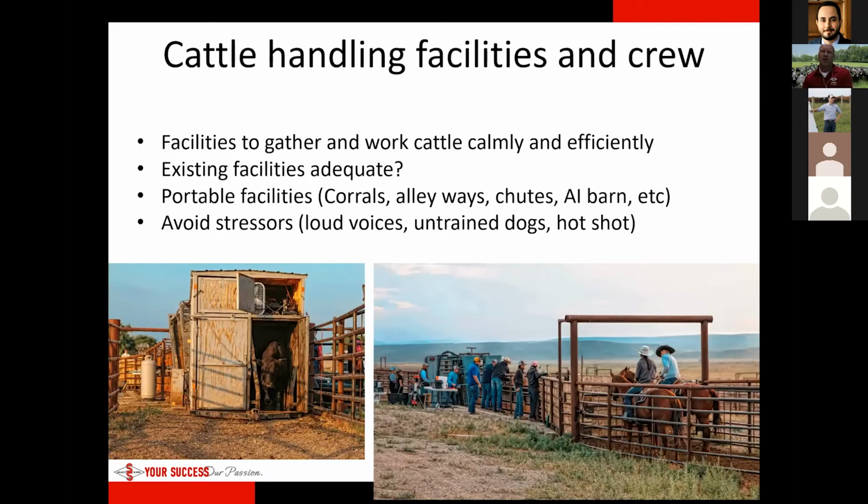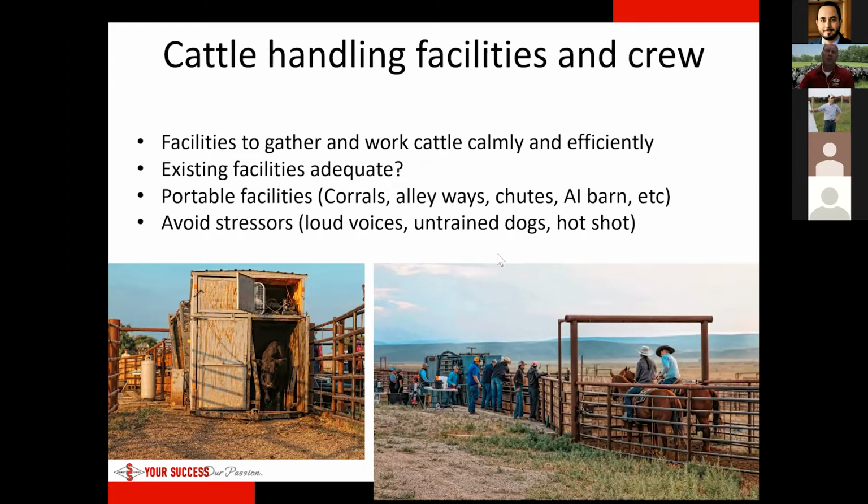So to begin with, when we look at cattle handling facilities and cattle handling crews, do you have the facilities on your place to gather cattle in a reasonable, efficient time frame, keeping them calm, keeping cattle flow working consistently? That can make your life a lot easier if you do have the facilities to get this accomplished. If you don't, maybe there are a few tweaks or little additions or changes here and there that could be really beneficial as far as the flow of cattle through facilities.